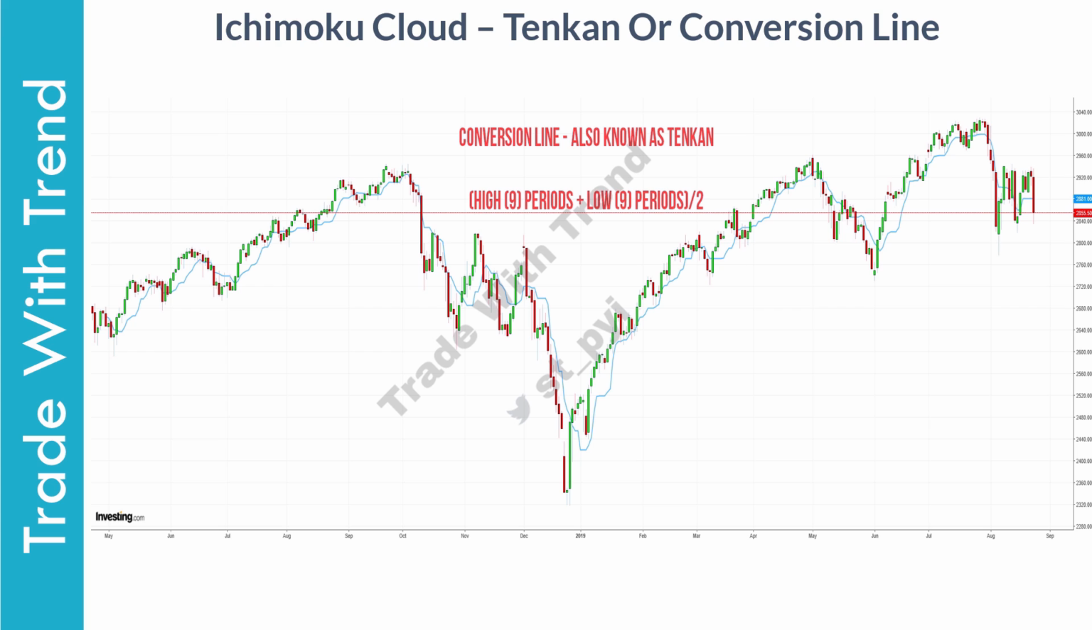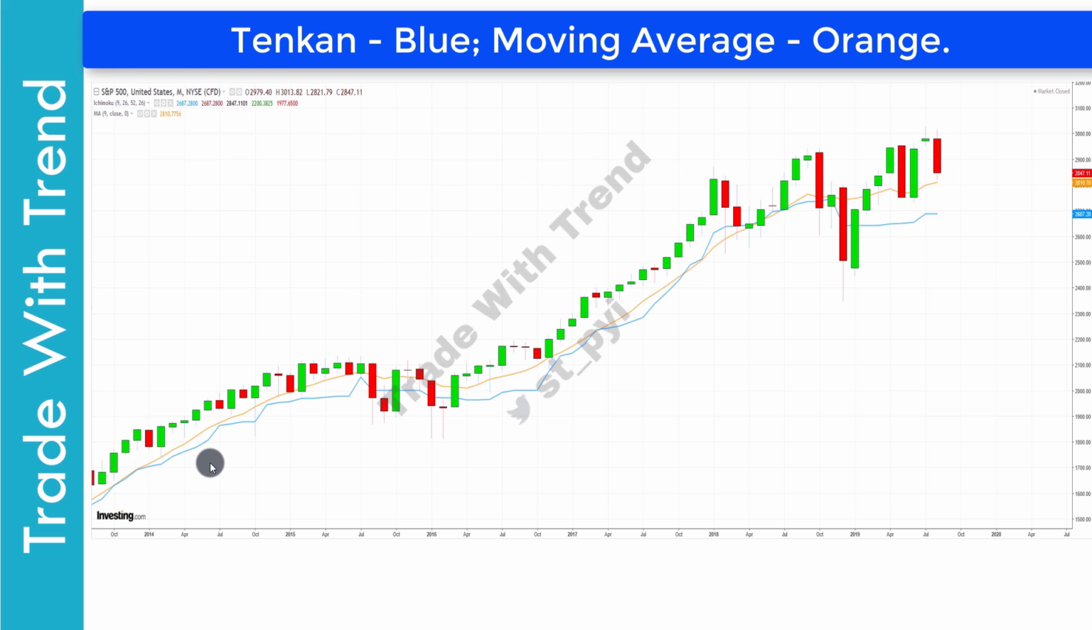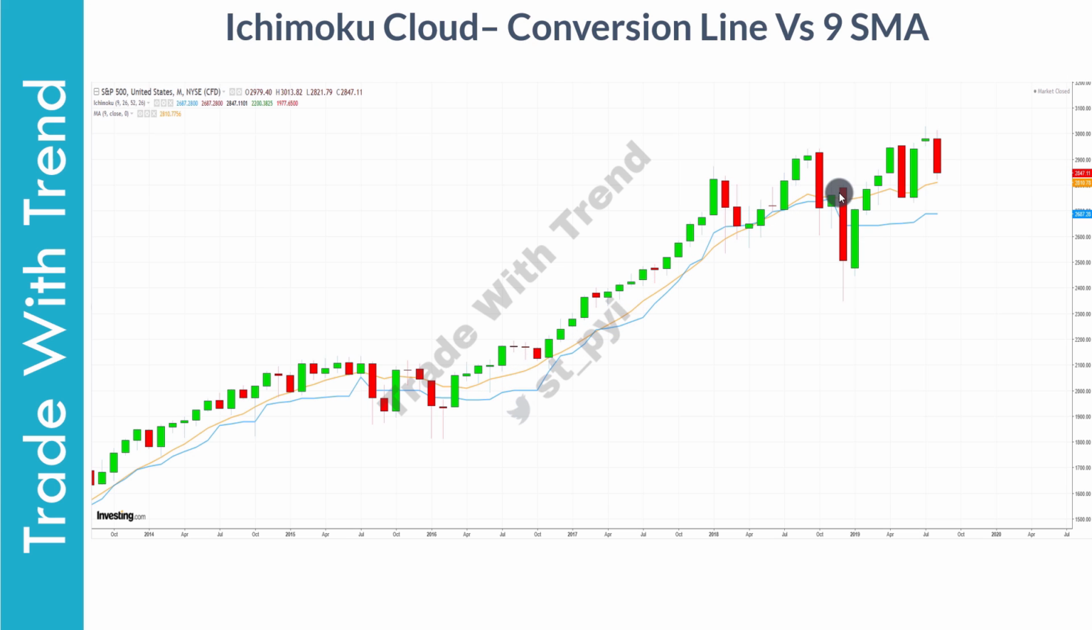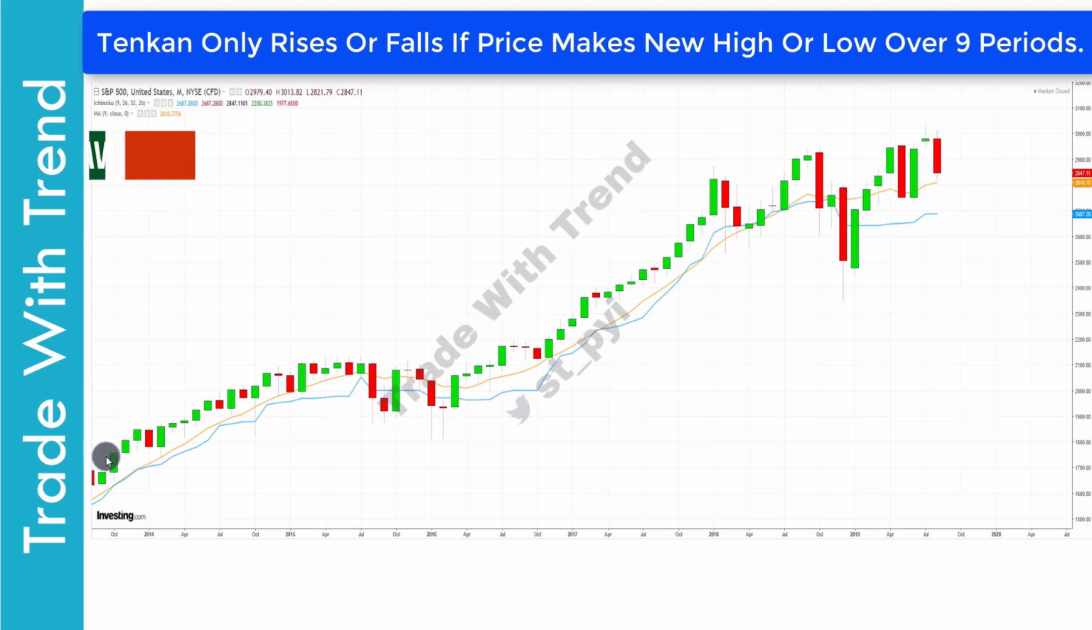Let me now show you how moving average and Tenkan are different. In this chart, I have marked the conversion line, that is Tenkan, in blue, whereas the 9-period moving average is marked in orange. If you look at the moving average, it is much smoother than Tenkan. Moving average, if you see, is simply the average of previous 9 days of closing prices. Tenkan, on the other hand, takes the average of high and low, and this is mainly why it flattens out when price stops making a new high or new low over a 9-day period.